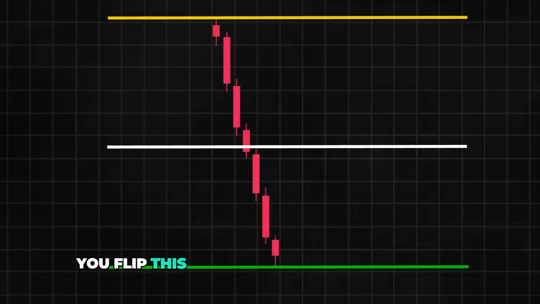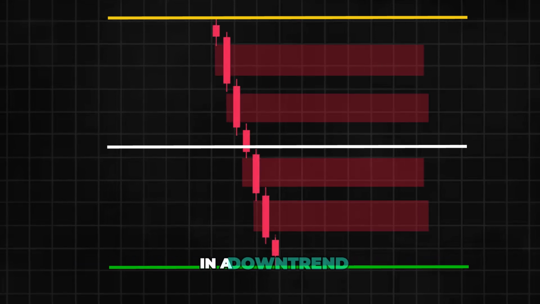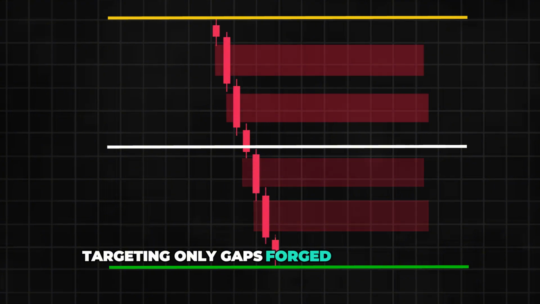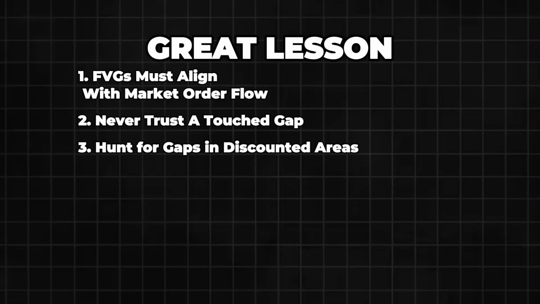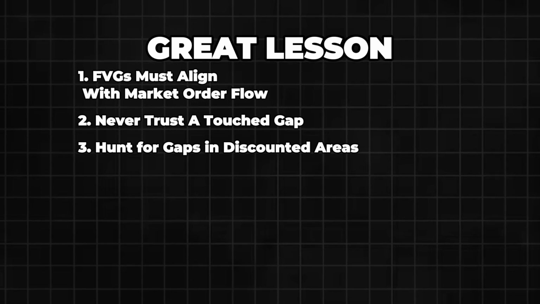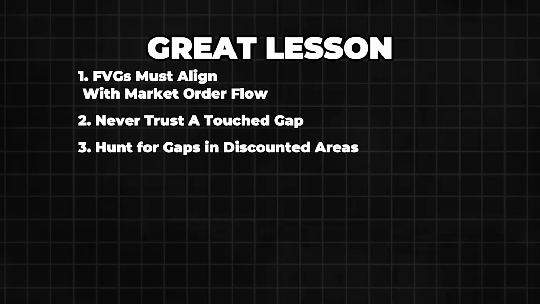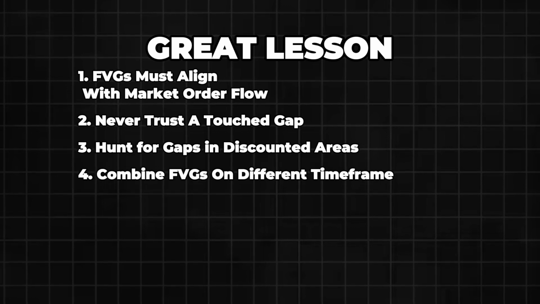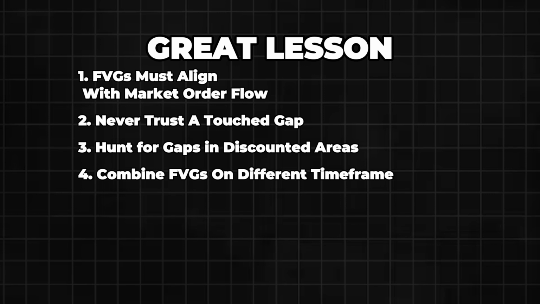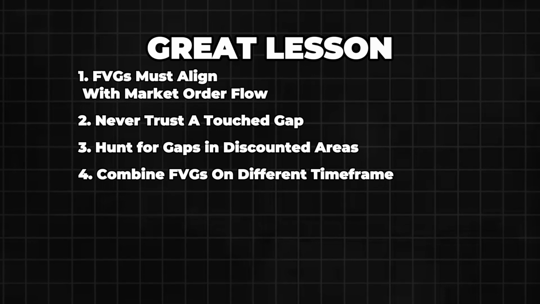Naturally, you flip this exact logic for bearish setups in a downtrend, targeting only gaps forged high up in the premium upper half. Now, my friend, we are venturing into the slightly more mysterious, advanced realms of our craft. This next secret dictates that you should always look to combine gaps across entirely different time frames to secure a far more precise, surgical entry.